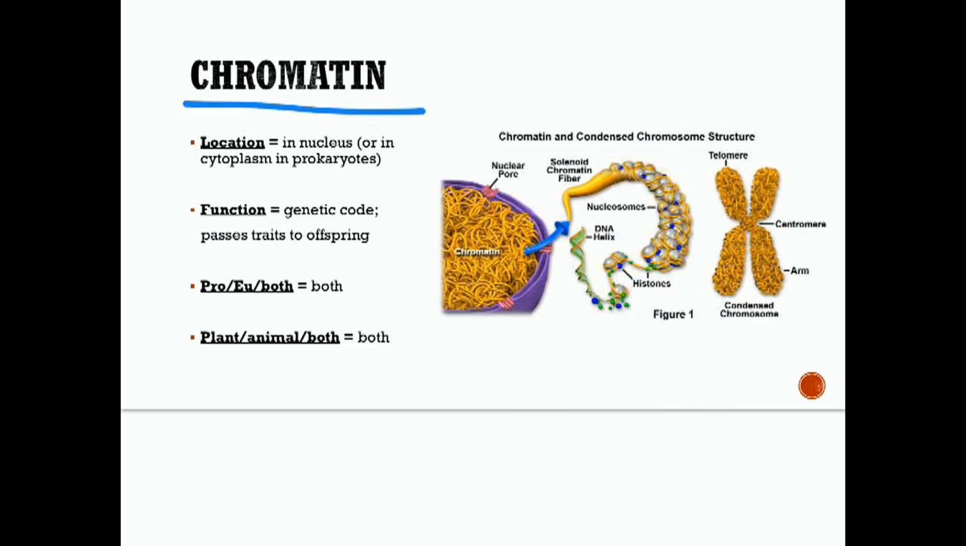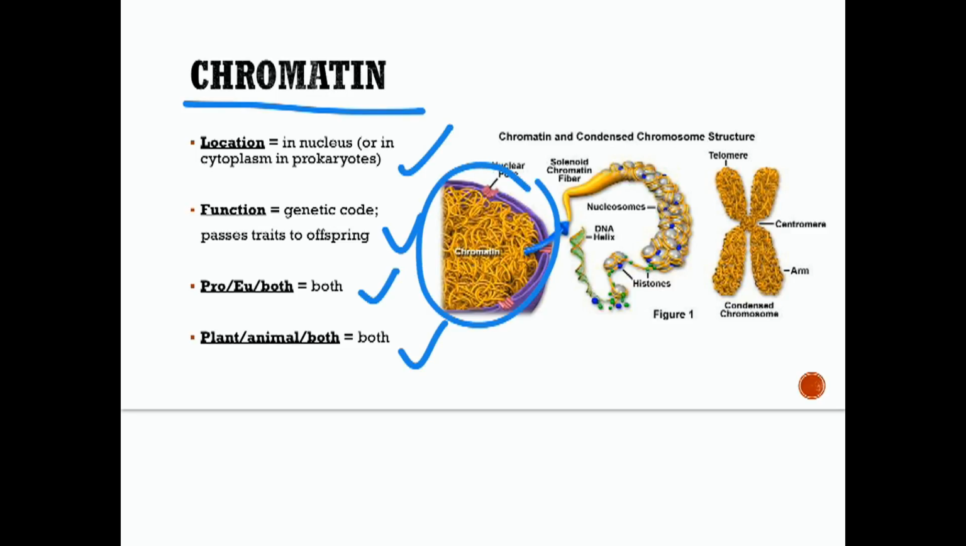All right, chromatin. Its location is in the nucleus or in the cytoplasm in prokaryotes. Its function is the genetic code. It passes traits to offspring. So it's kind of like the city auditor in your city. It stores all of the records of the city and it passes them on as the city grows. It's in both prokaryotic and eukaryotic cells, and it can be found in both plant and animal cells.